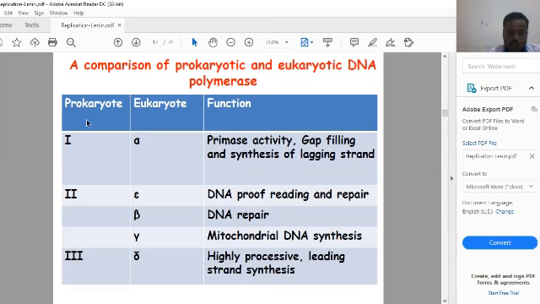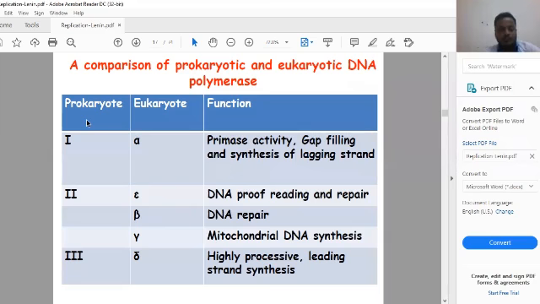And beta acts in DNA repair. Gamma acts in the mitochondria, so it only does mitochondrial DNA synthesis. Polymerase 3 and delta are highly processive and carry out leading strand synthesis. So clearly, the prokaryotic types are DNA polymerase 1, 2, and 3, and the eukaryotic types are alpha, epsilon, beta, gamma, and delta.